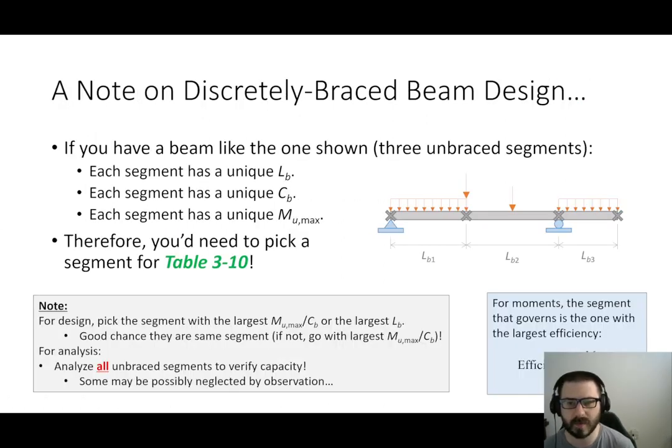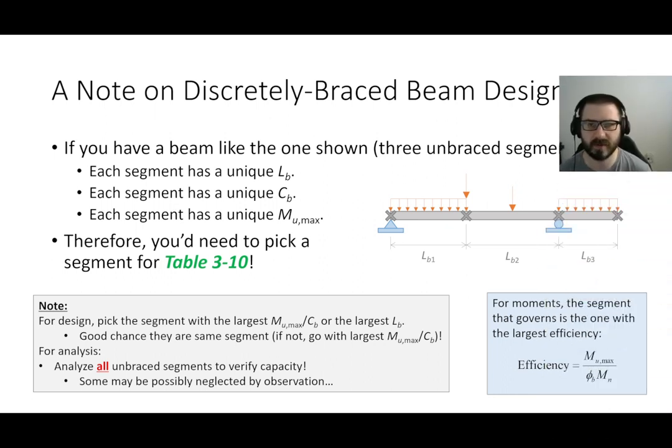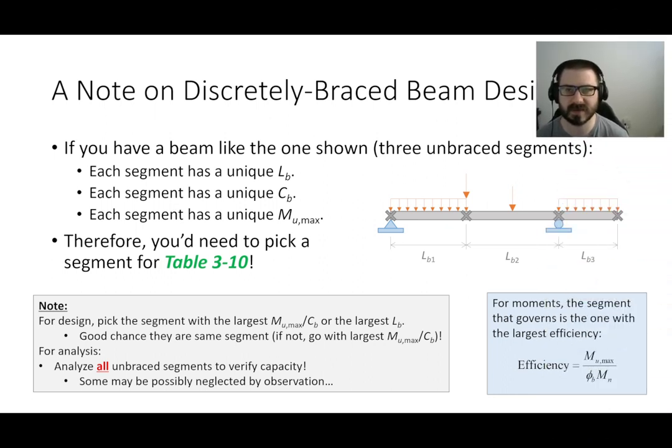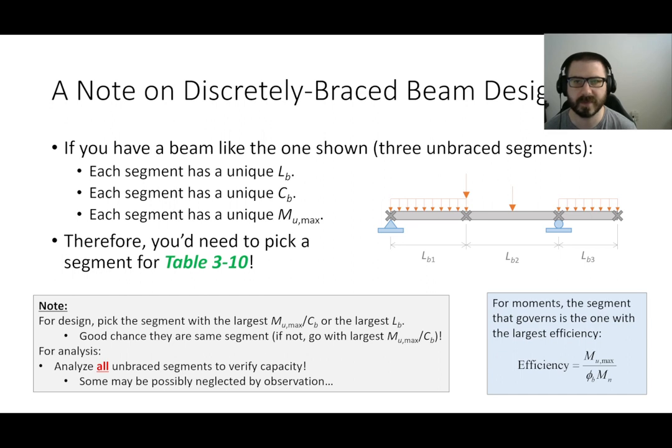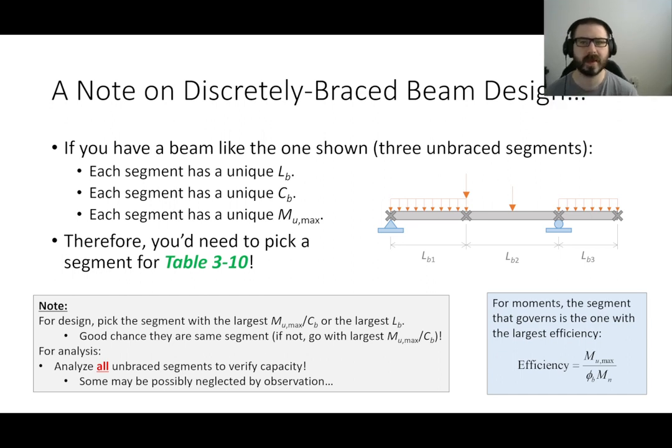One other thing I will mention, and let me move my camera a little bit out of the way so that you all can see what I'm talking about here. I'll just move it up here. So if you have a beam like this one here on the slide, this one is a little bit more complicated, a little bit more involved. We have 3 different unbraced lengths. So each segment's going to have a unique LB. Each segment's going to have a unique maximum moment, and each segment is going to have a unique CB.